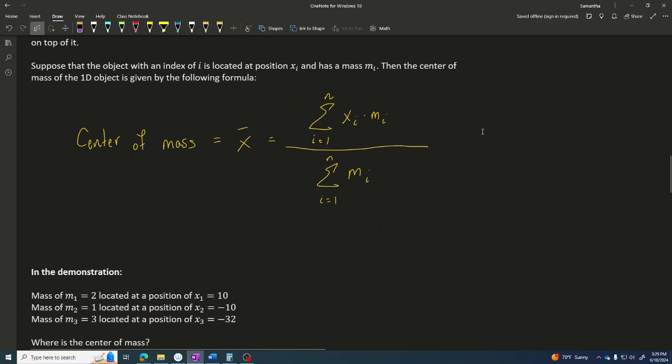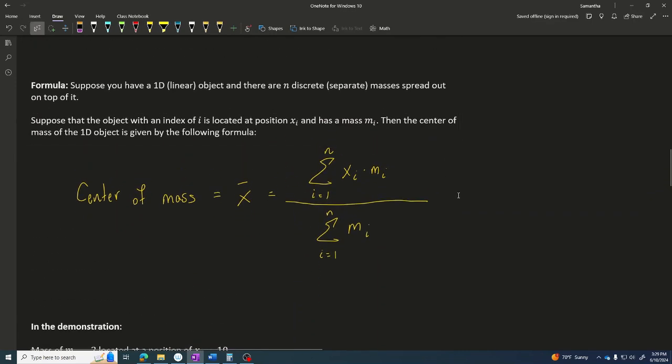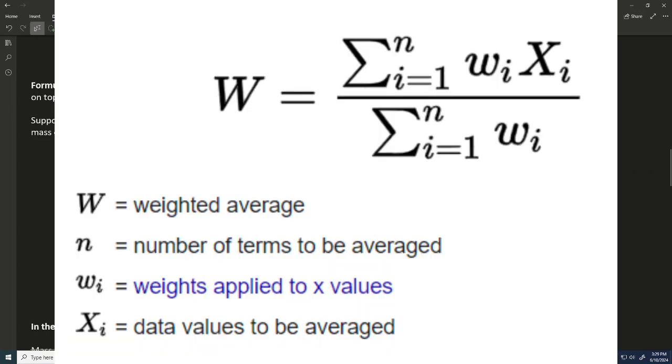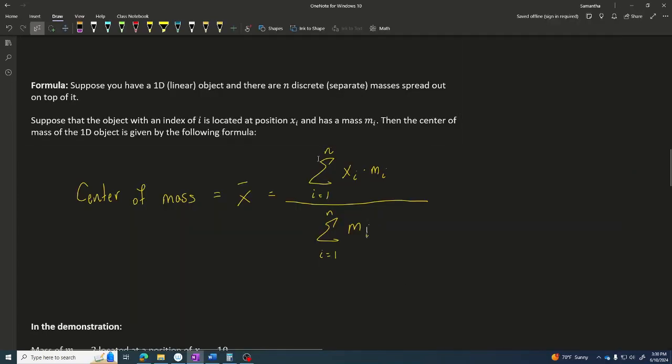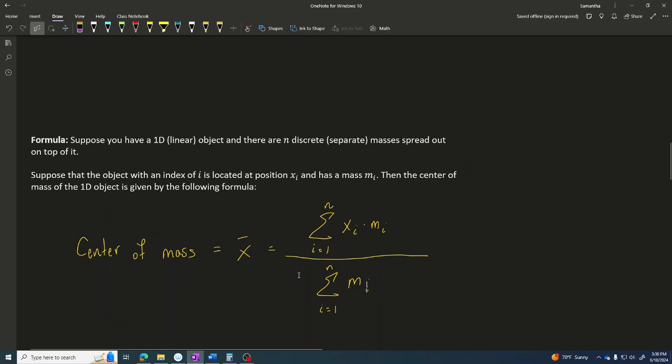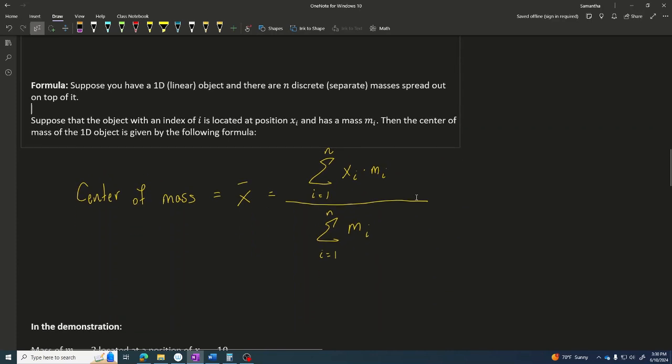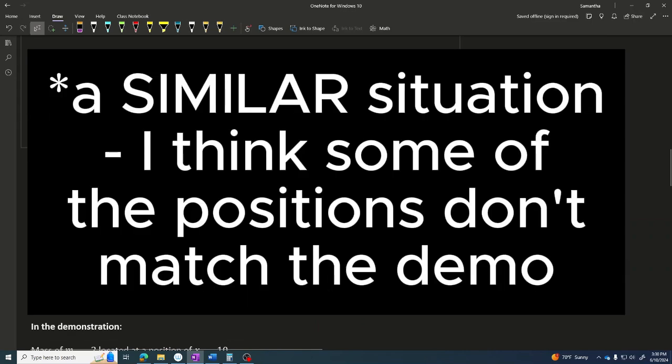Now, if you have done any kind of work in statistics, then you will recognize this kind of shape of a formula. This is the same formula as the one for a weighted average. So in the numerator, the sum of position times mass. In the denominator, the sum of only the mass. This formula, this weighted average, will give you the center of mass of the object in a situation like this one. Let's test this formula on the situation that we saw at the end of the demo video.